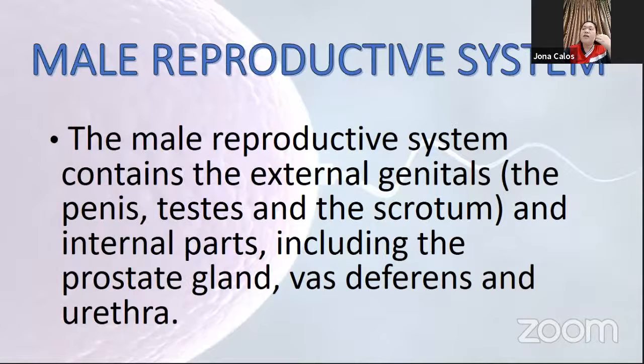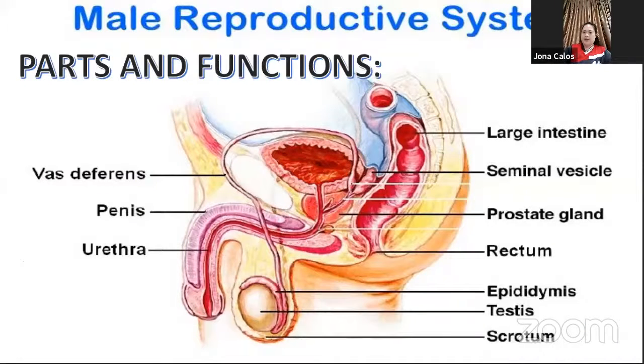The male reproductive system contains the external parts. When we say external, this is what we see outside. Of course, we can see here the penis, testis, and scrotum. We will be discussing these as we go on. And the internal parts, which we don't see, are covered inside the human body, which include the prostate glands, vas deferens, and urethra.